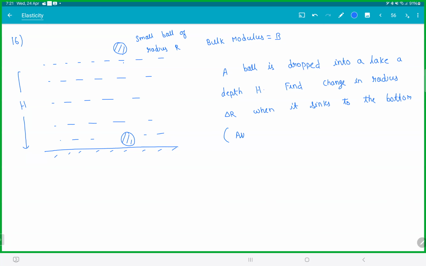Assume delta r is very, very small compared to r. So outside the pressure is P naught. When it goes to the bottom of the lake, the pressure increases, because of which the ball will have a slight compression. So find the change in radius of the ball. Get this easy one.